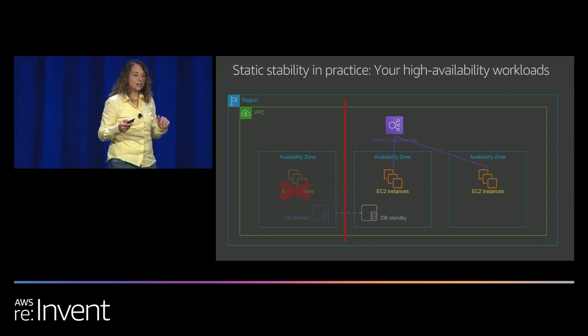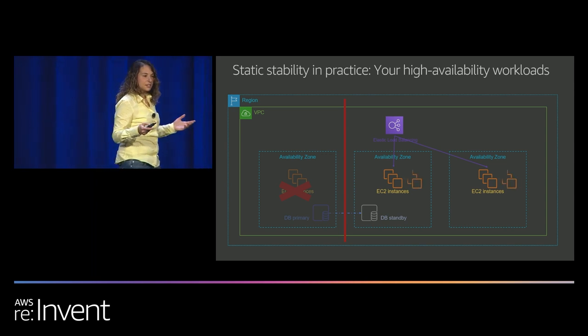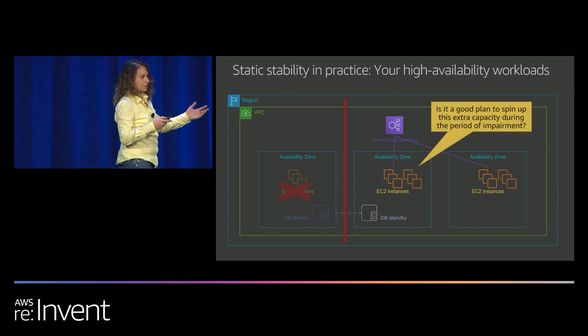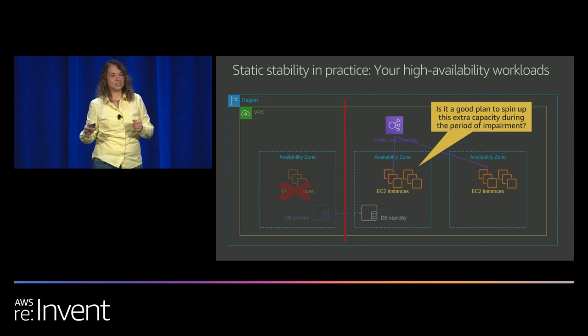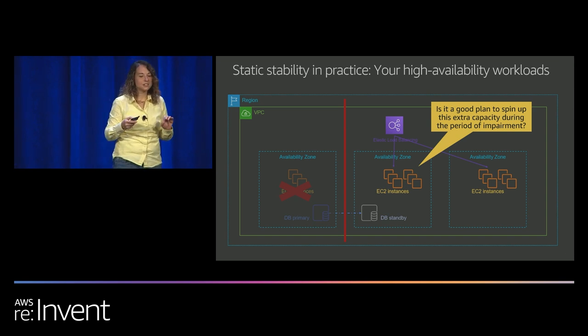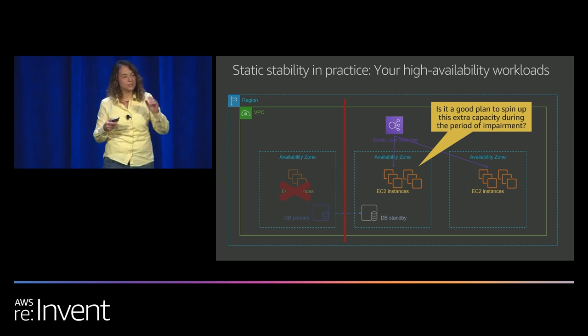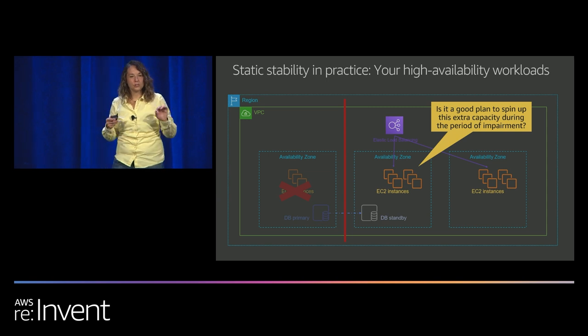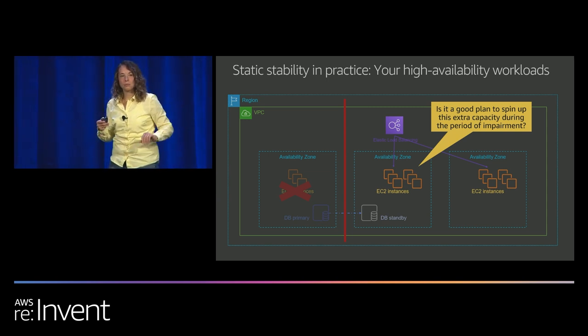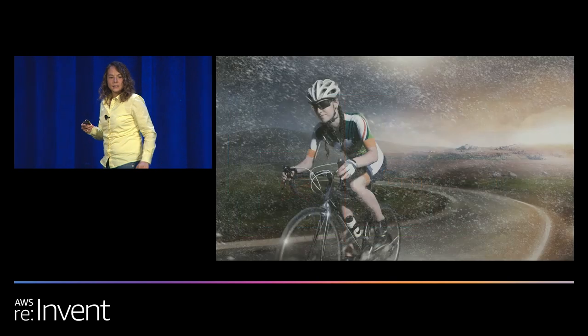So maybe should we do something like this? There's a failure. Spin up some new instances in response to the failure. What do you think? Is this a good idea or not? Think about static stability. We're responding to some problem in our dependency in the moment.